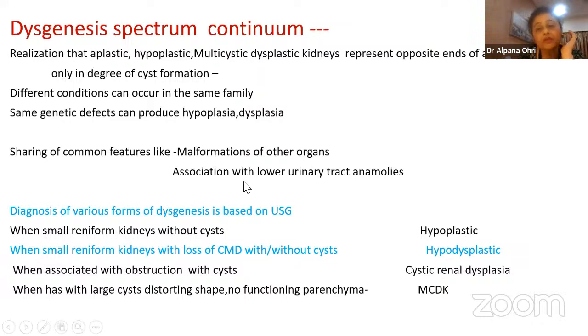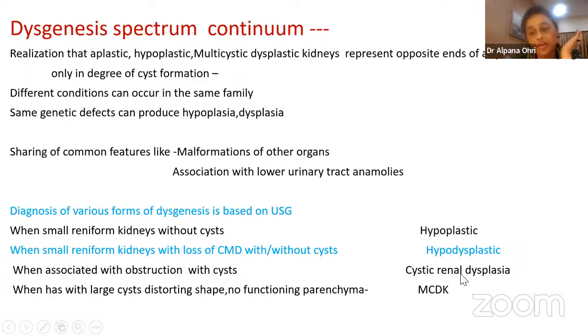So most of the recent literature focuses on hypodysplasia and reports it in that fashion. We, however, can, on the basis of sonography, put some semblance of order: kidneys which are small, reniform, without cysts, are usually hypoplastic. Here, the echogenicity is not totally lost, although it may not be so vividly seen as it's seen in normal kidneys. But when they are reniform with a loss of CMD, with or without cysts, they are hypodysplastic. Here again, I would like to mention that cysts are not always a must for dysplasia. When the child has associated lower urinary tract obstruction, for example, PU valve, the kidney which is seen is often referred to as cystic renal dysplasia.